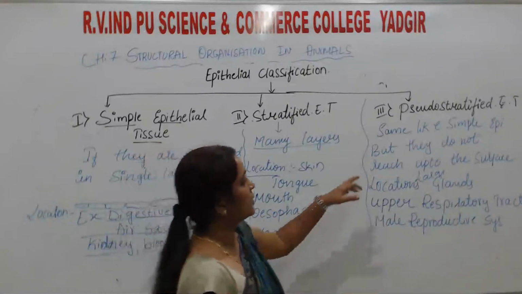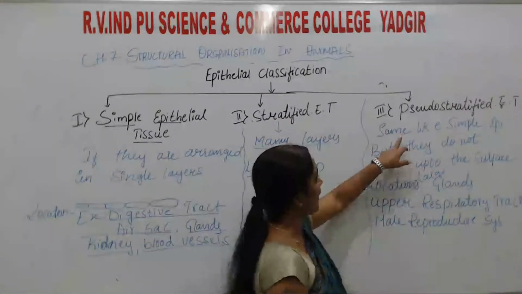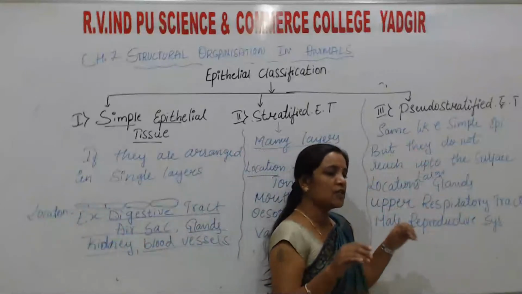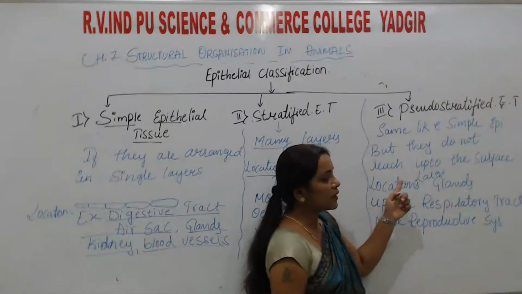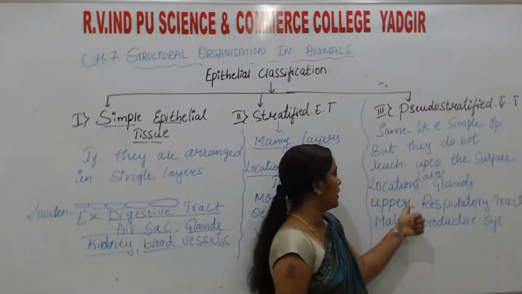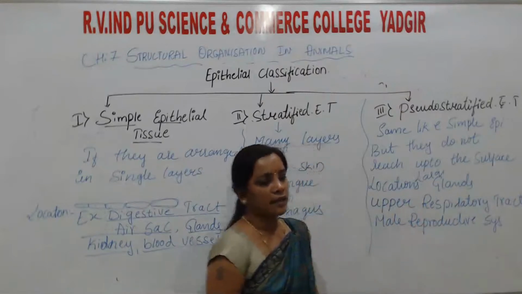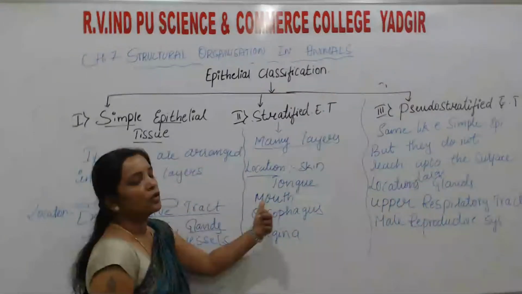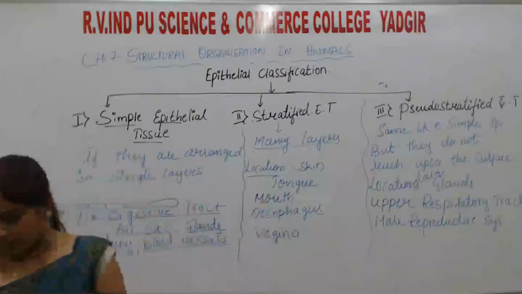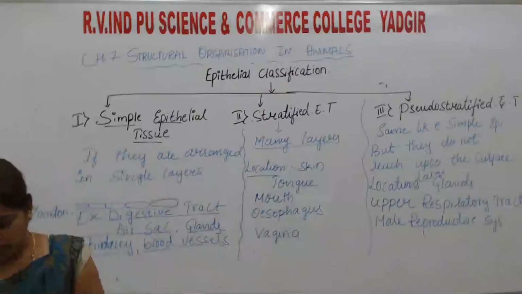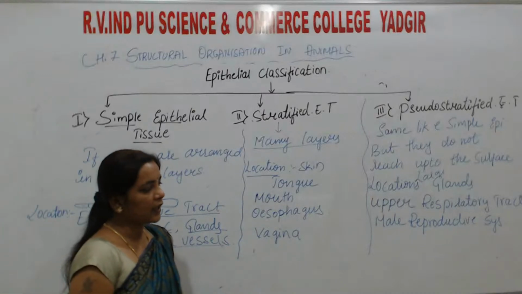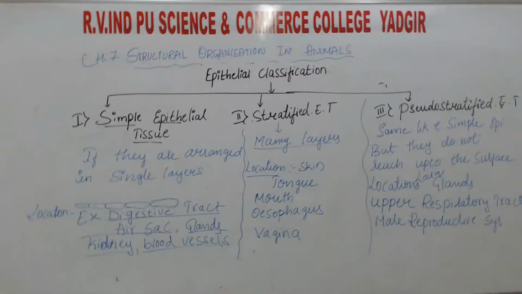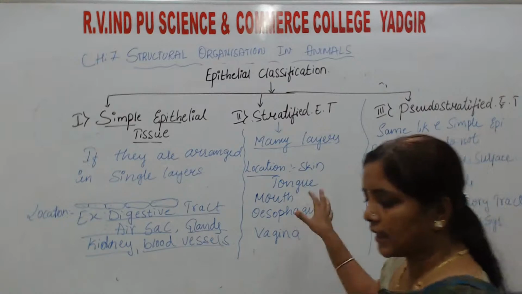epithelial layers. And pseudo stratified epithelial tissue is exactly similar to the simple, but they fail to reach up to the surface. So, location: large glands, male reproductive system, as well as upper respiratory tract. These are the locations of the epithelial tissues. So next class I will draw the diagram and show you, and we can study again different types of epithelium. Further different types of epithelium we have. I will just list them out.